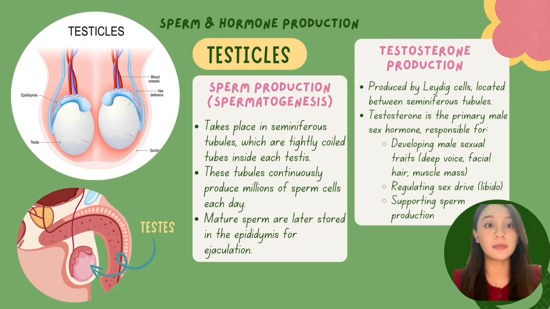The second job is testosterone production. Testosterone is made by Leydig cells, which are found between the seminiferous tubules. This hormone is responsible for male characteristics like a deeper voice, facial hair, and muscle growth. It also supports sperm production and regulates sex drive.